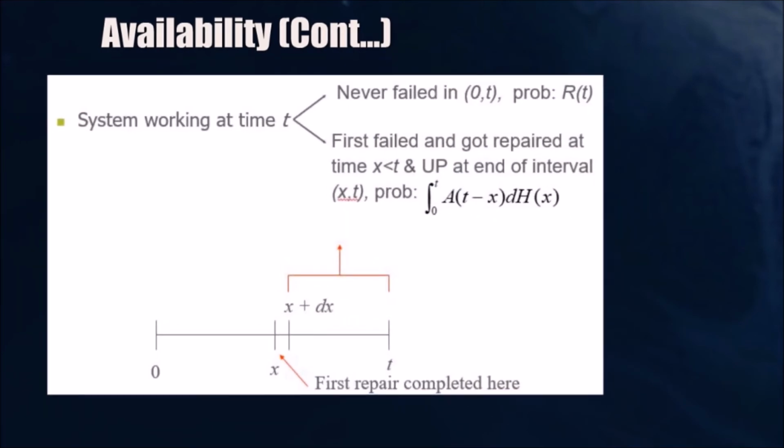Availability, continued. Never failed in (0, t): probability R(t). System working at time t: first failed and got repaired at time x less than t and up at the end of the interval (x, t): probability of first repair completed here.